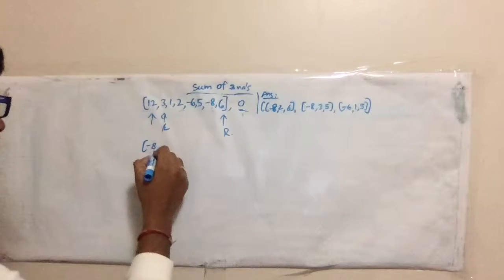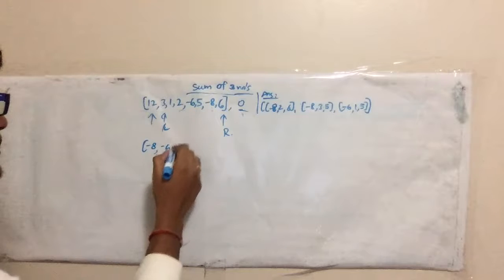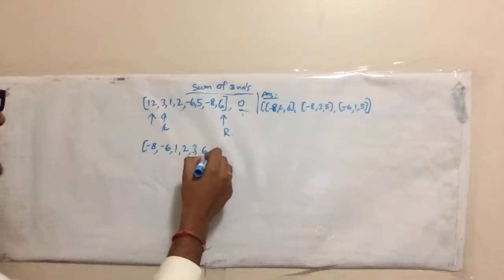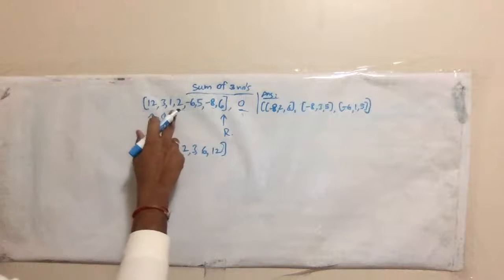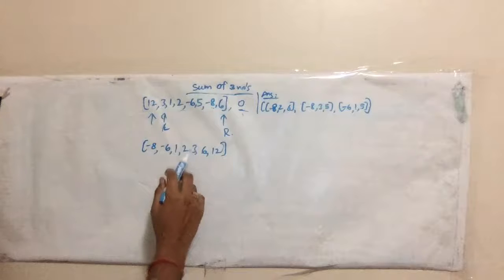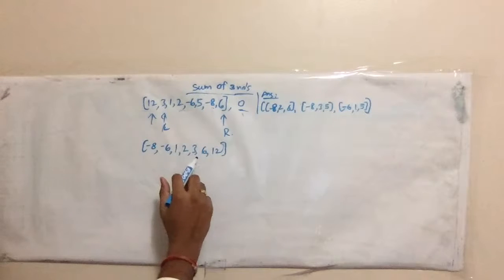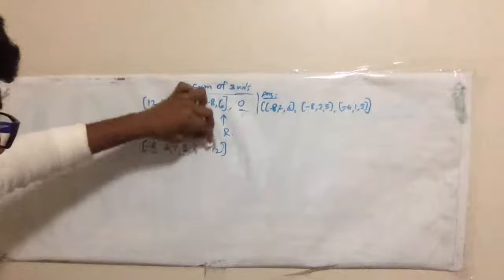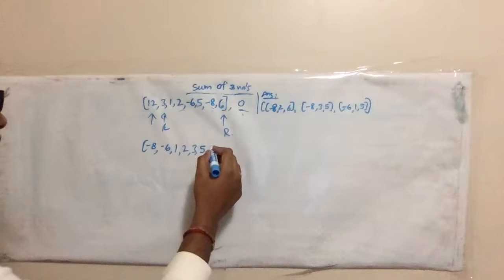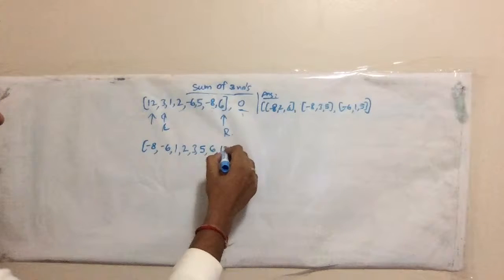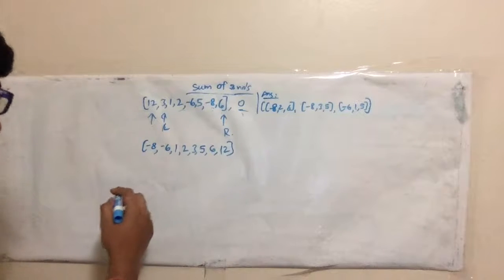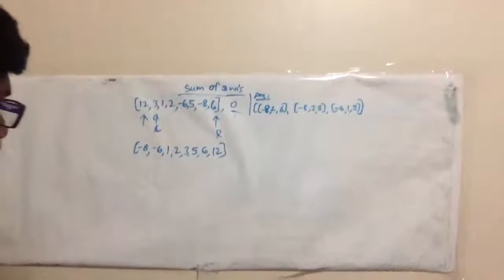Say -8, -6, 1, 2, 3, 5, and so on, sorted. We can use any efficient sorting algorithm, which will execute in big O of n log n time. Okay, so then we can check this.